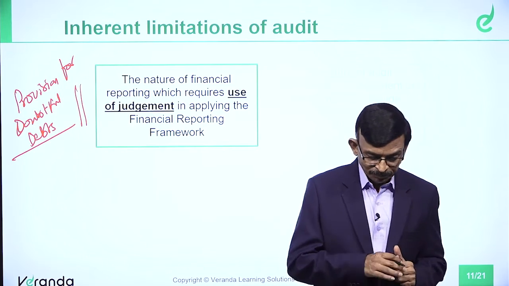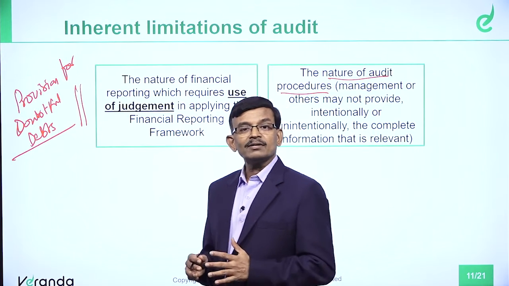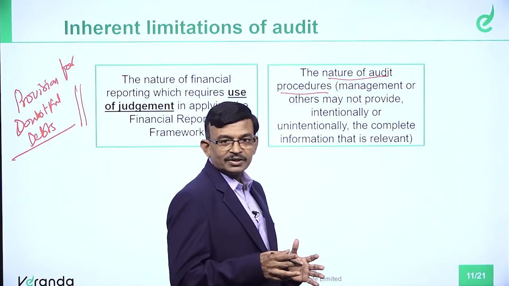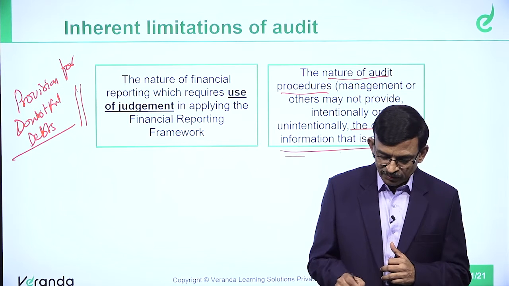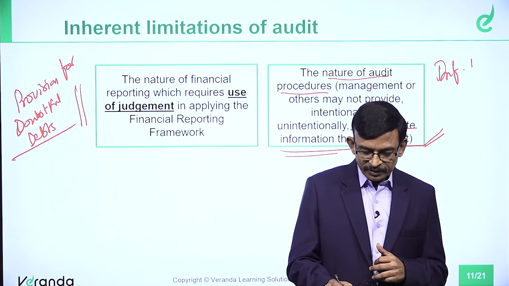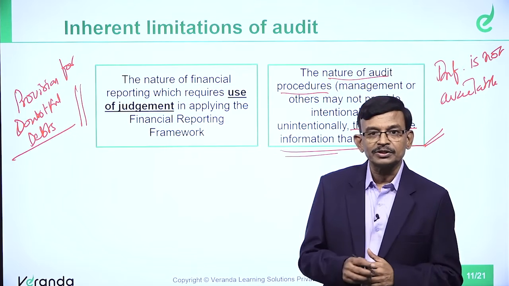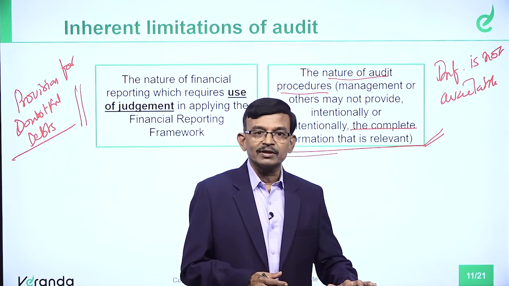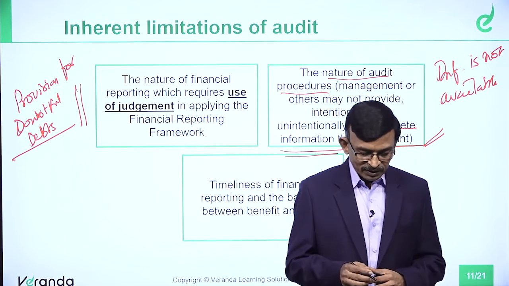Sometimes that judgment may fail. That is a limitation. The audit procedures we carry out are dependent on the information provided by the client. Sometimes, intentionally or unintentionally, complete information relevant for the purposes of audit may not be available. If information is not available, how can I do my audit and reach my conclusion? Sometimes the non-availability of information is the inherent limitation of the audit. If the auditor concludes that the audit is completed despite the non-availability of information, sometimes the problem will come.